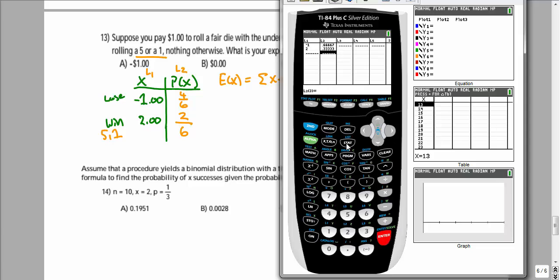So now we want to go to Stat, Calc, one variable statistics, and again, list 1 are my values, list 2 are my weights. If you don't have this menu and you just have 1 bar stats, you'd put in L1, L2. And these are my values.